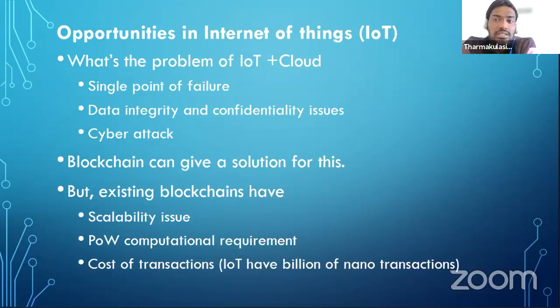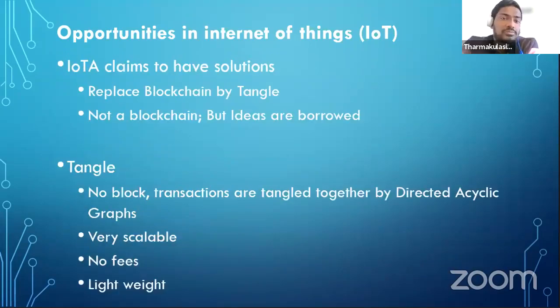But even so, Hyperledger Iroha is one application. Another popular one is IOTA. So if you want to do something with blockchain in IoT, IOTA is one option. IOTA replaces the block and the chain with a Tangle. Because it doesn't have blocks or a chain, it is not a normal blockchain, but it uses its ideas, and it's mostly popular for IoT. The Tangle is no longer a block. It's transactions tangled together using a directed acyclic graph. It's very scalable, has no fees, and is lightweight, so it's good for IoT applications.